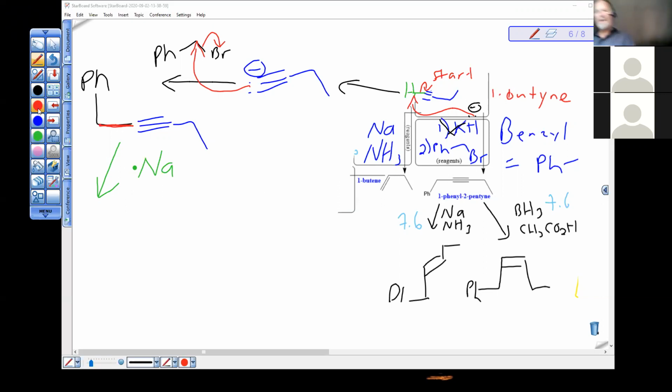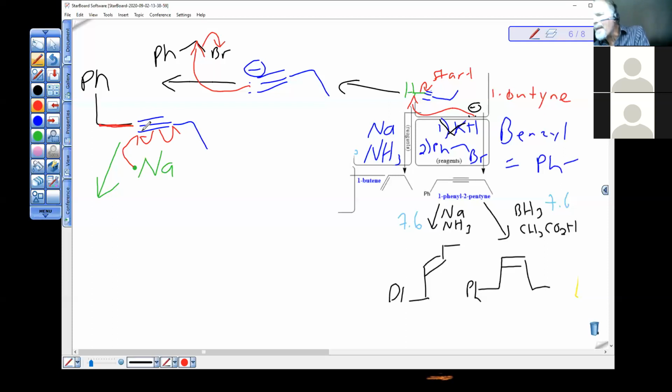Radicals, you can't use arrows with radicals. You remember that? You have to use hooks. And hooks go like this. We're going to put one of the hooks to this carbon here. And the pi is going to break and become a lone pair on the same carbon. And the other pi is going to break, same pi is going to go halfway to the other carbon.